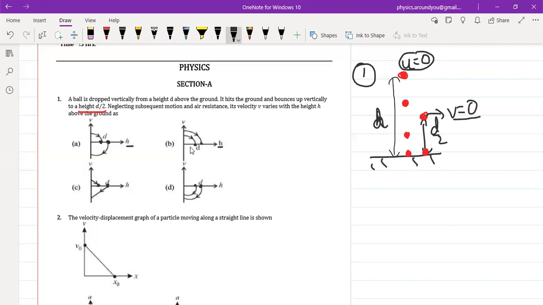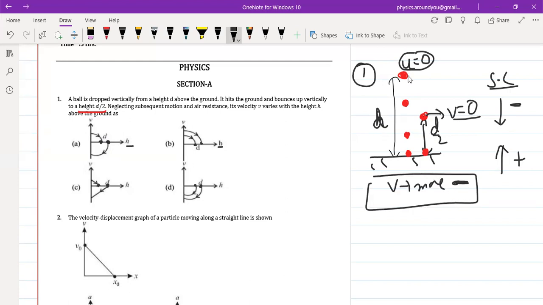Now, how can I eliminate further options? Well, if I know the sign conventions, anything coming down, velocity is negative, and anything pointing up, velocity is positive. So in the first phase, in the d phase, it is gaining speed and therefore velocity is becoming more and more negative, because it is gaining speed, it is accelerating. So it starts from d, velocity should be going downhill, negative.